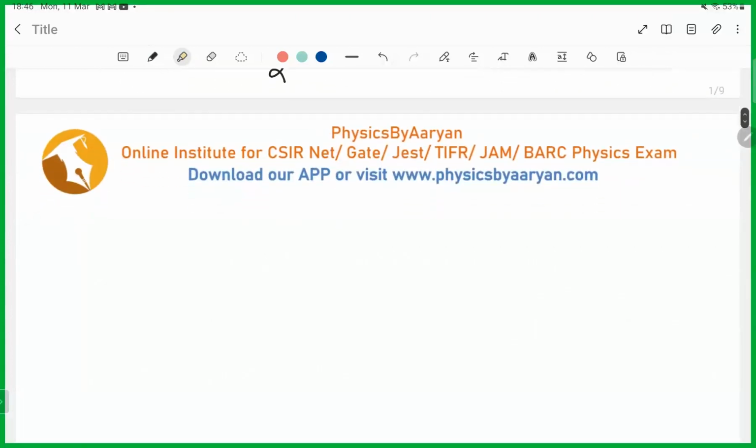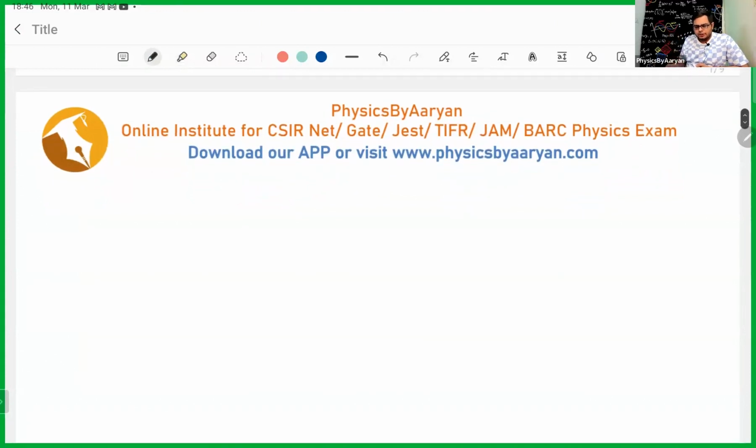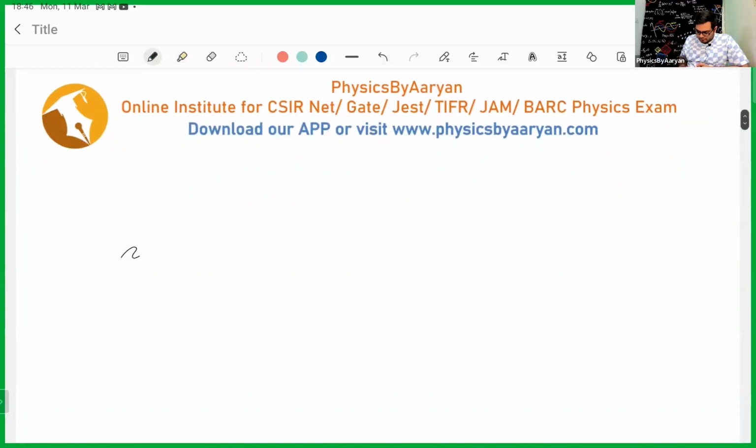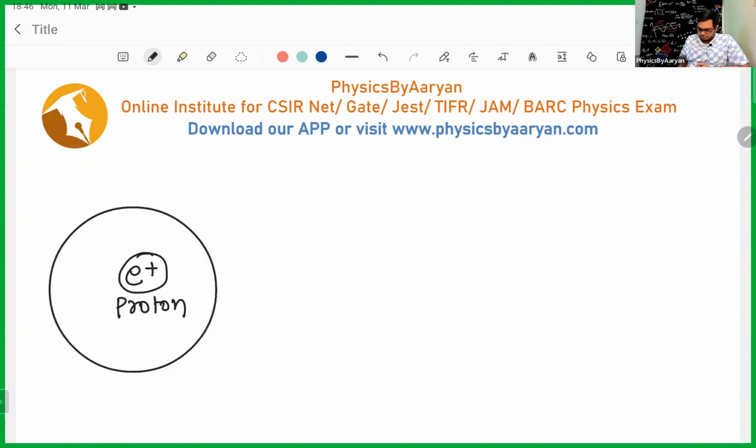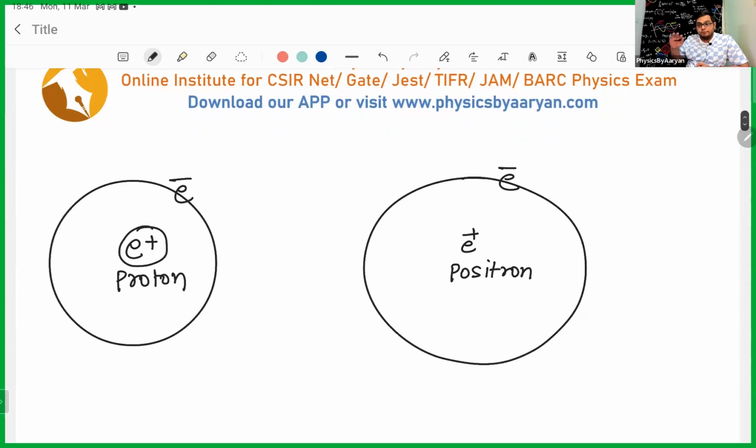First of all, let's understand what positronium is. What is normal hydrogen? In normal hydrogen, you have a proton in the middle, and then the electron is revolving around the nucleus. But in the case of positronium, you have a positron in the middle, and then the electron is revolving around it. So instead of a proton, now you have a positron.